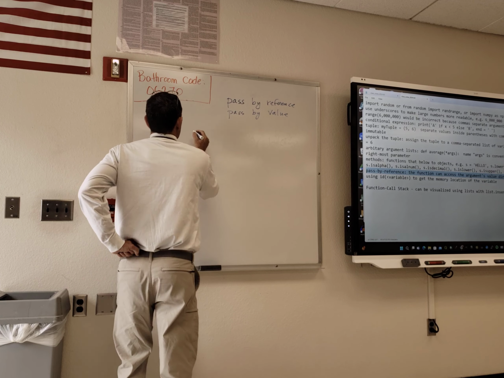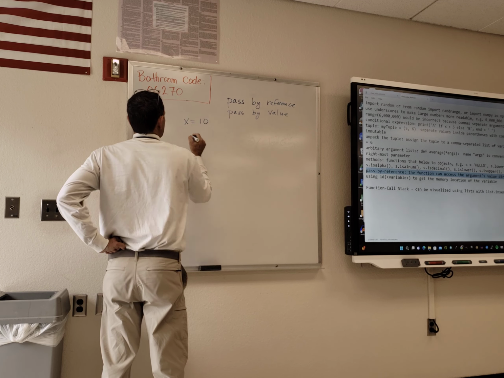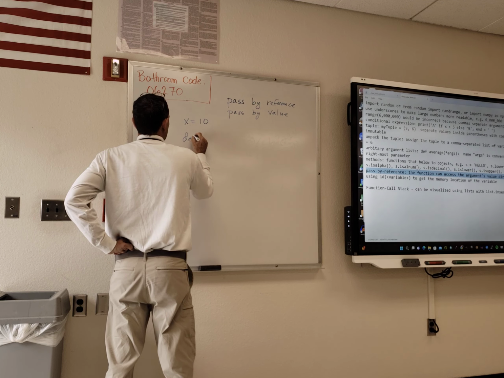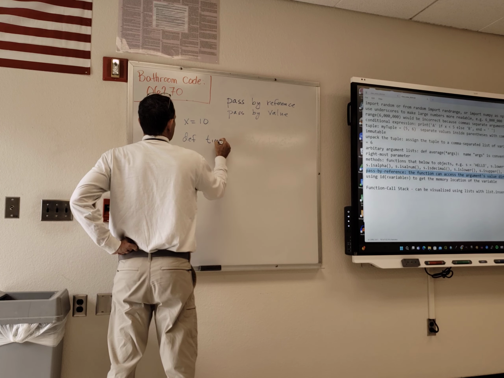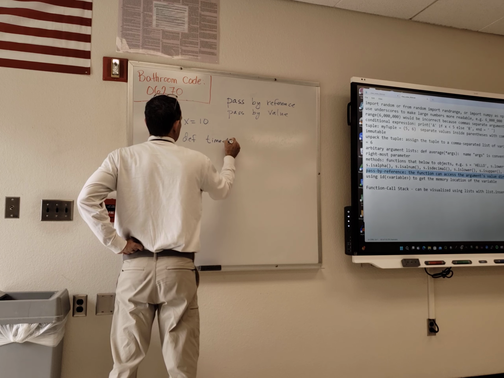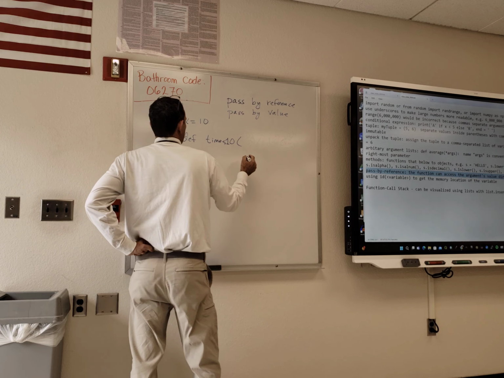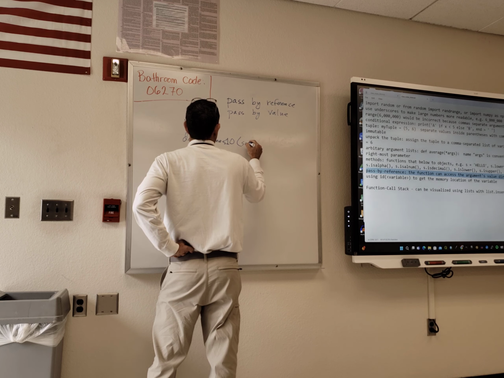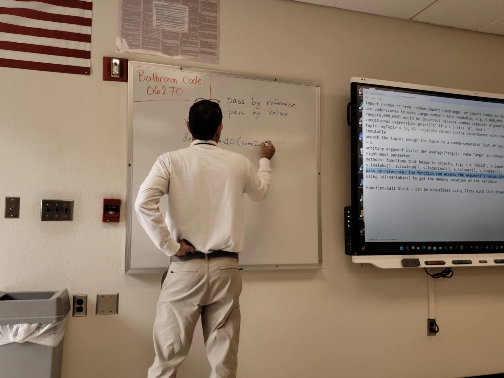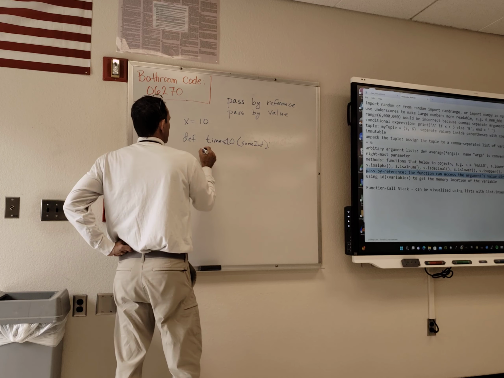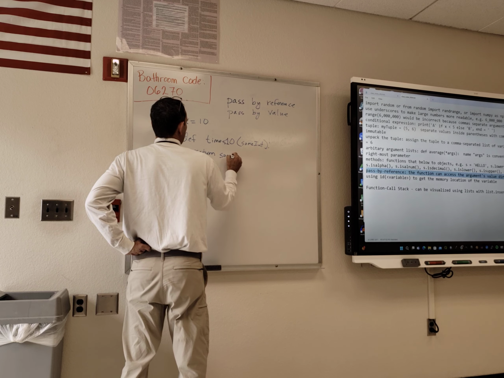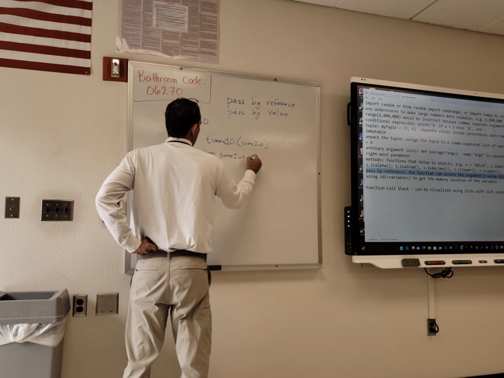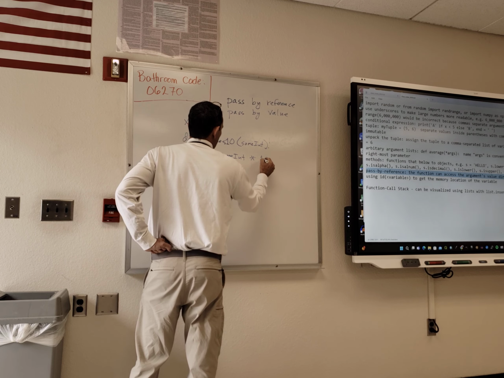Okay, so let's say we set x equal to 10, and we write a function called, this is something that you're going to have to do, so I'll help you out here, we'll call it times 10. And it takes some int, and it returns some int multiplied by 10. Pretty simple, right?